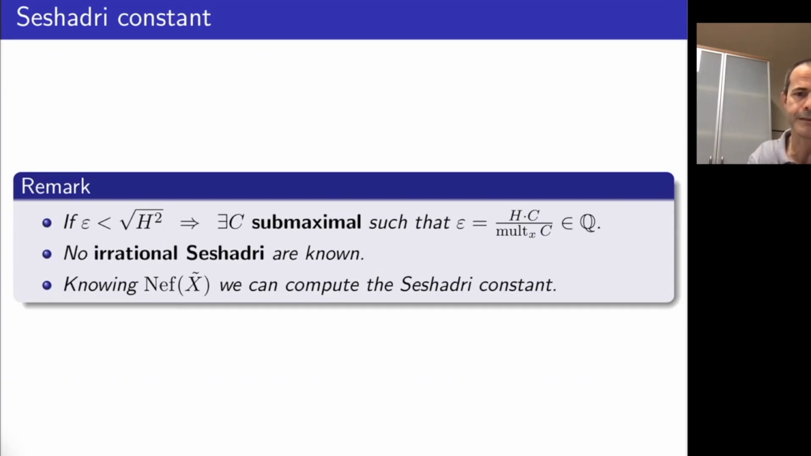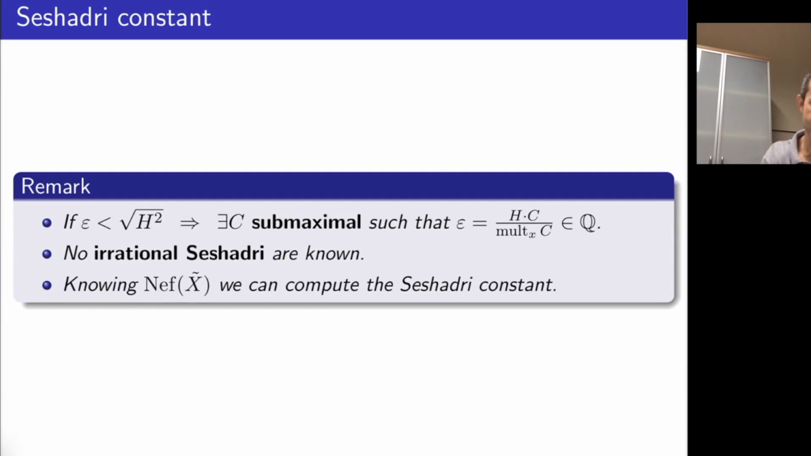One last remark is that if we know the nef cone of the blown up surface, then we can compute the Seshadri constant. Indeed, we need less, because we just need to know the section of the nef cone with the plane generated by the pullback of H and the exceptional divisor.